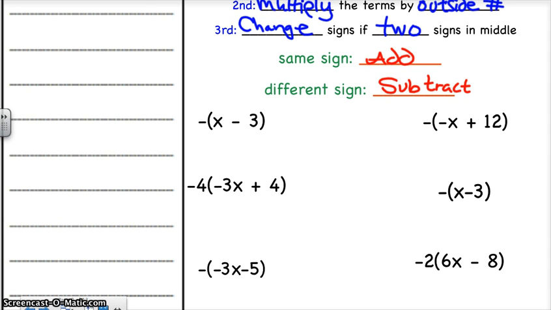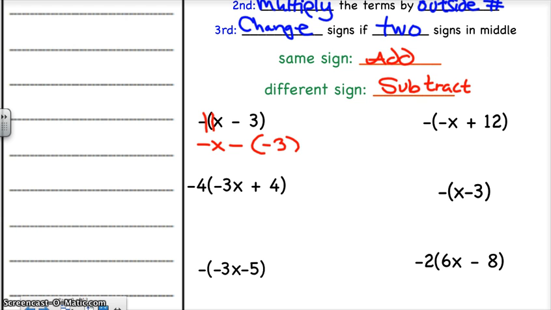And if they're different signs, we subtract. All right, this first example. This negative times x minus 3. This is really a negative 1, right? That little invisible 1 is just hanging out there. So I'm really going negative 1. There's a 1 in front of the x here. So negative 1 times 1 is a negative 1, or just negative x. Take away negative 1 times 3 is a negative 3.